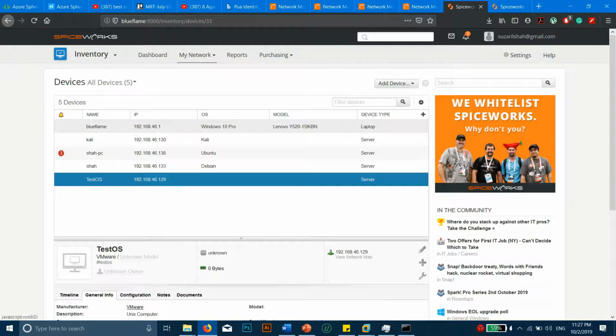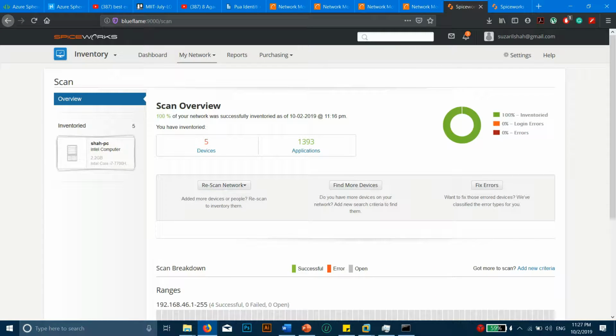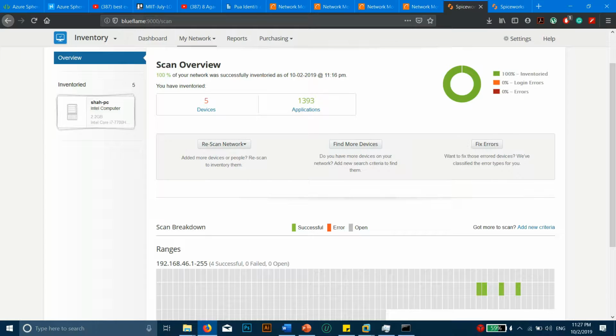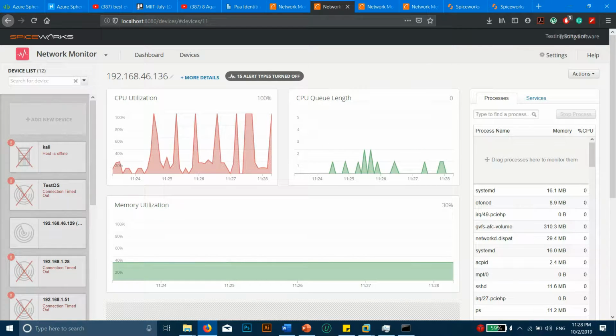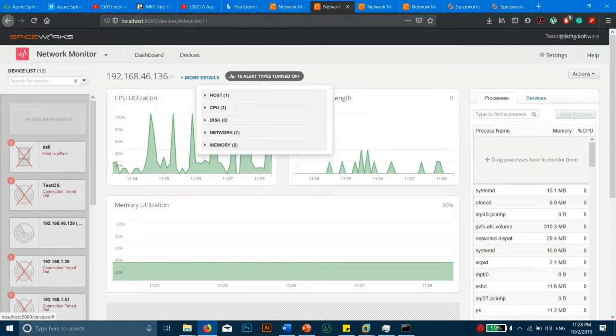Okay. And then, if you want to add a device in this kind of inventory, you need to scan it, and you need to specify the range of IP addresses that is needed for scanning, or else you are going to wait a long time. Okay, and this is the scan overview that I've already done, and it was painful to add all these 5 devices together. And I think that is all for the functionality of the Spiceworks Network Monitor and Spiceworks Inventory.